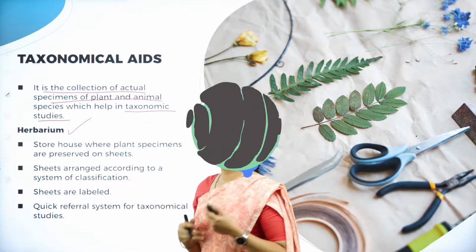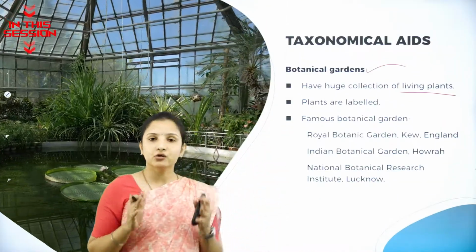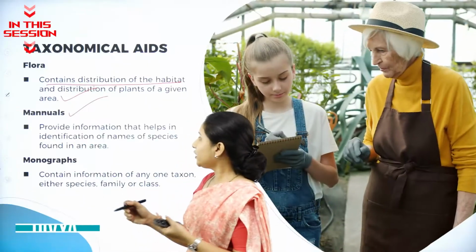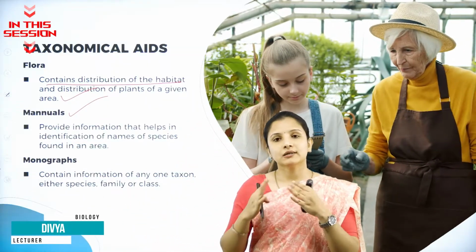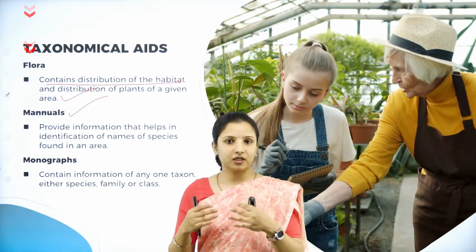So herbarium, it is nothing but a storehouse. So botanical gardens, they have a huge collection of living plants. So the best example is we have taxonomical keys. So manuals, they provide information that helps us to identify and name the species in that particular area.